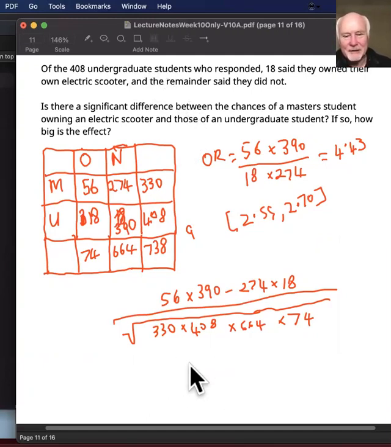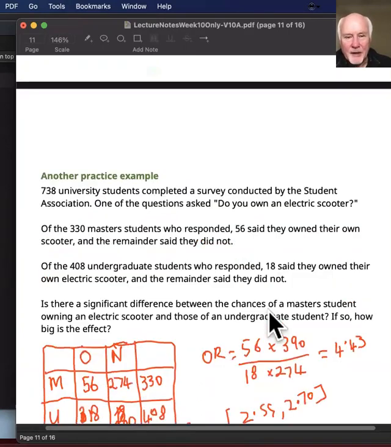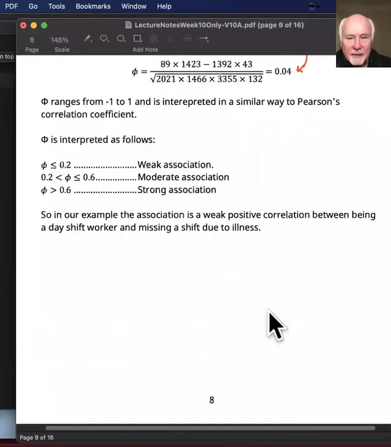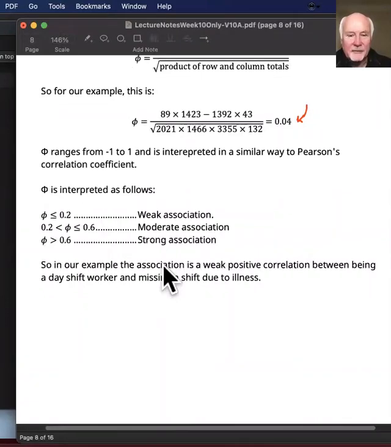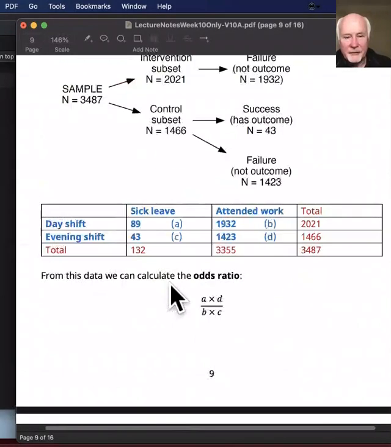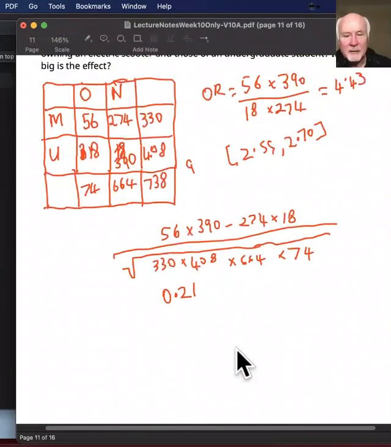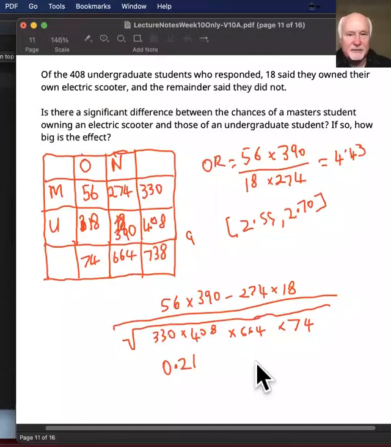Okay, so we'll say 0.21. Based on those effect size numbers up here, that's just over the line to be a moderate association between master's level enrollment and electric scooter ownership.